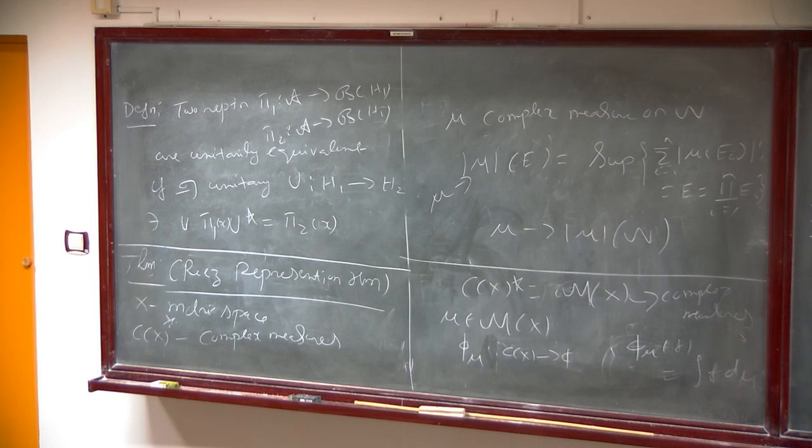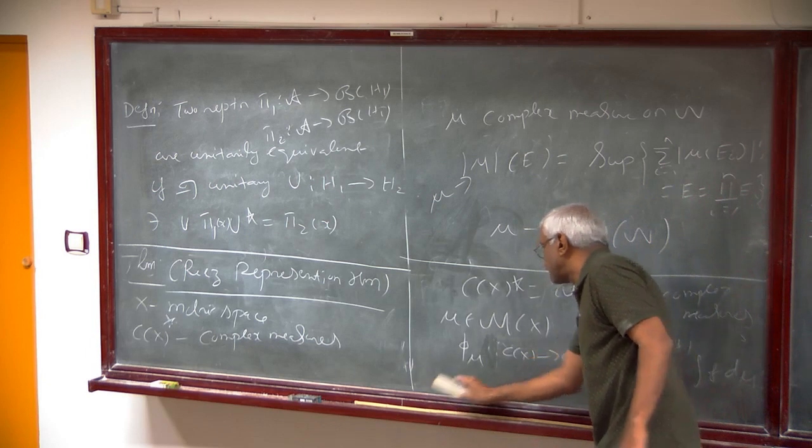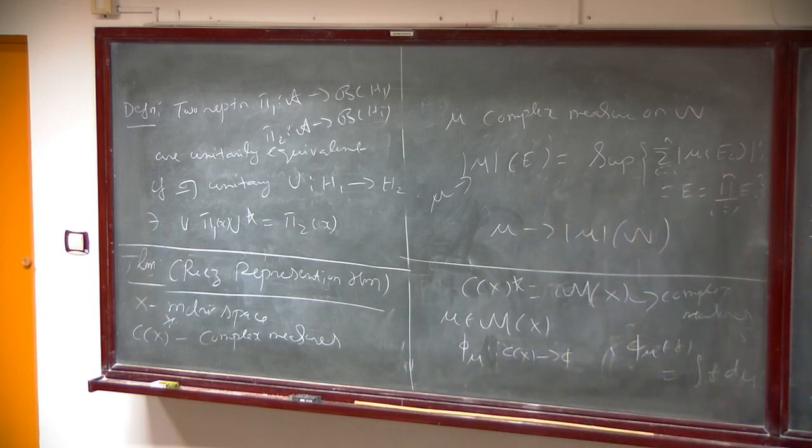The statement I need is the following. I only need it for positive functionals. So in the Riesz representation theorem, that is what is proved first. Then using that, the general statement is proved.